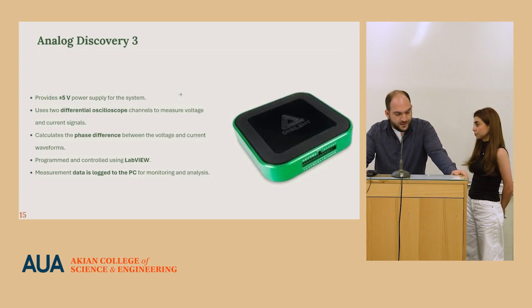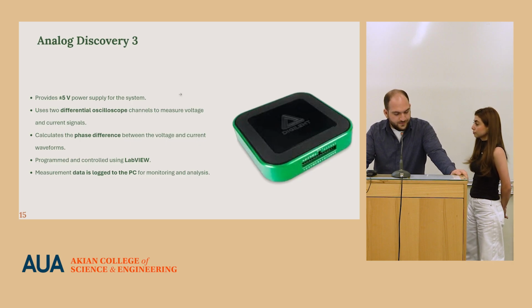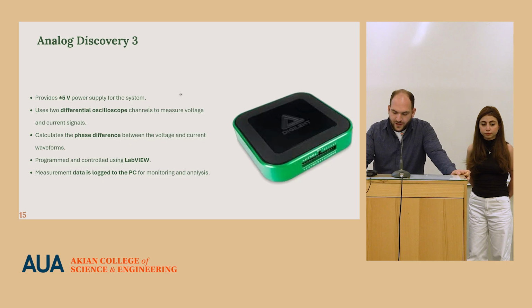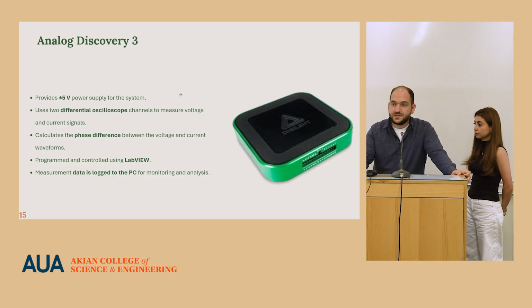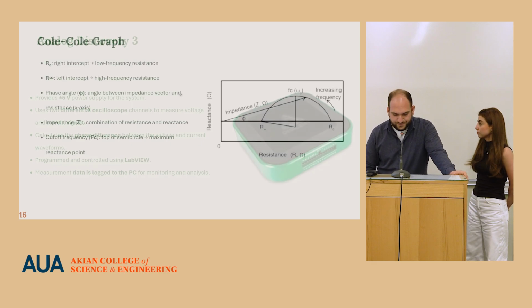For capturing the signal, we use the Analog Discovery 3 device. This device has two differential oscilloscope channels which allow us to measure in parallel the phase difference between the voltage and the current. For analysis, we use the LabVIEW environment for capturing the signal, for further analysis, and also for data logging. We also use this device for supplying a bipolar power supply for our op-amps, plus minus 5 volts.